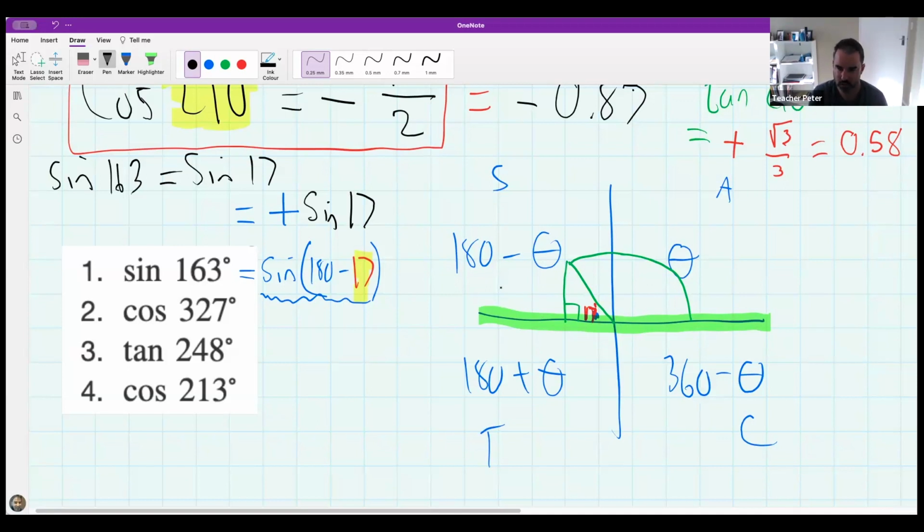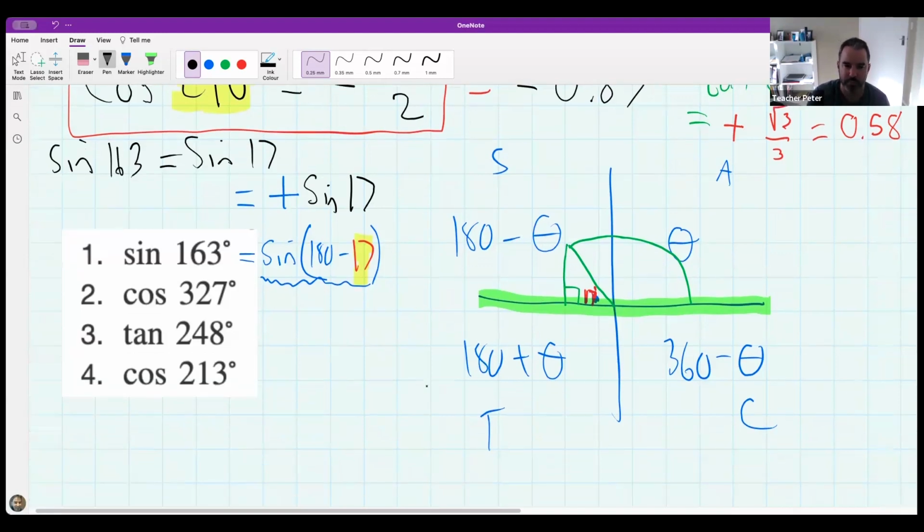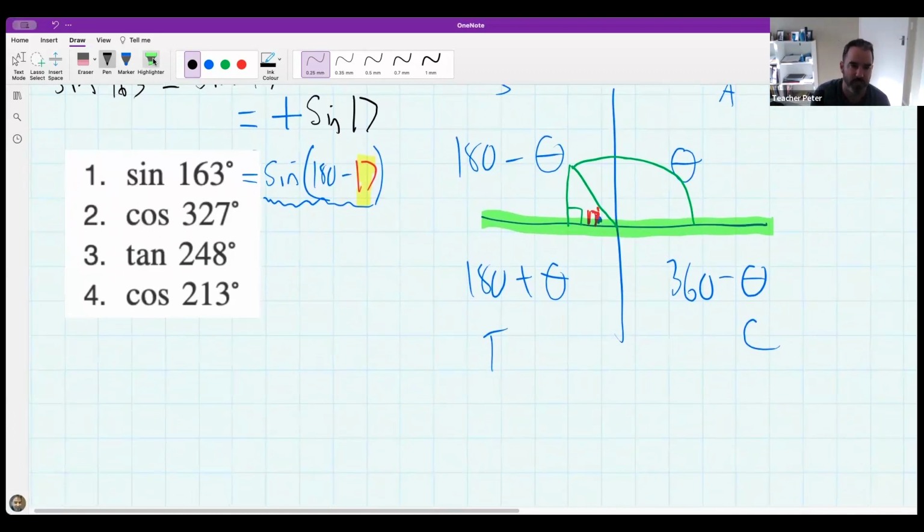Okay. Good for me, good for you. Looks like I'm telling the truth. Now, if we look at the next one, let me do it below where there's a bit more space. I'm going to work on number 2 now.